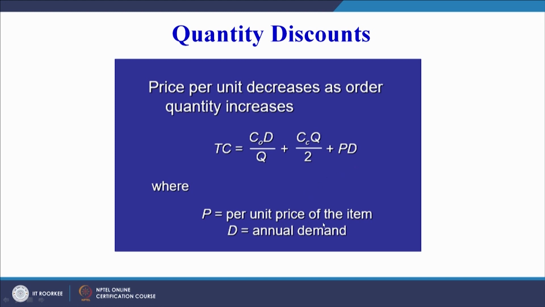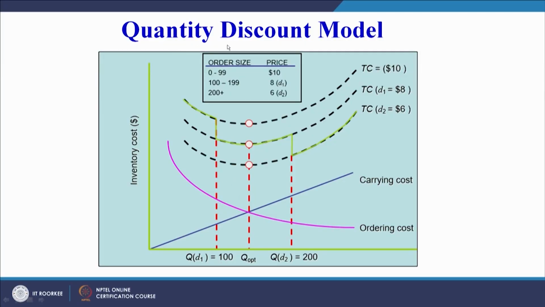So P is price per unit of the item. All other things remaining same, annual demand remains same. This P will change per unit price if we order more. Suppose we order 100 or less than 100, this is the price. If you order more, maybe if you order 200 and more, this is the price. So price will change with the order that we are placing, and accordingly we can make use of or take advantage of that quantity discount possible. This is, you can say, a very clear depiction of the quantity discount model.